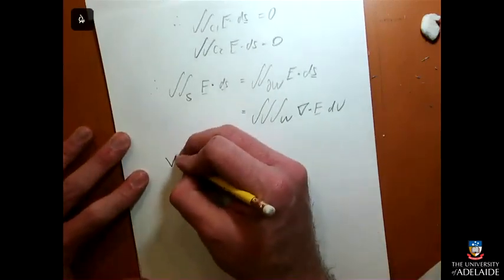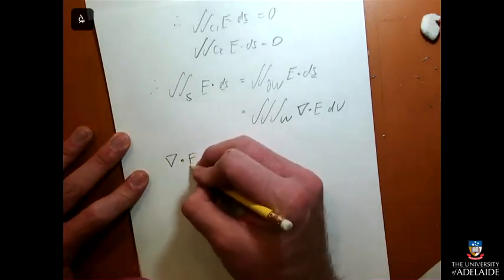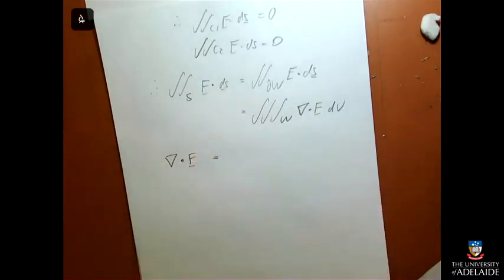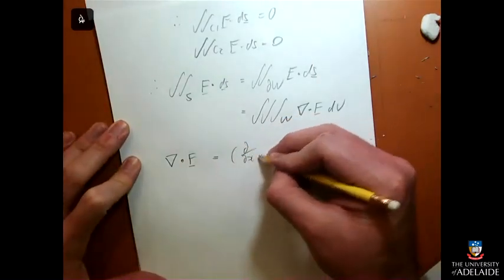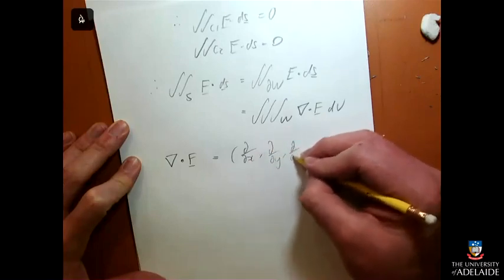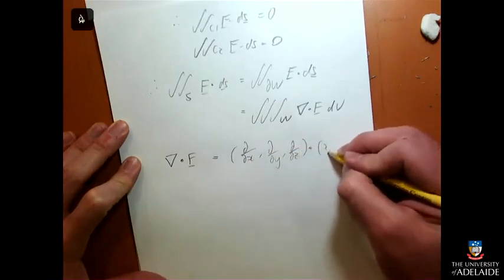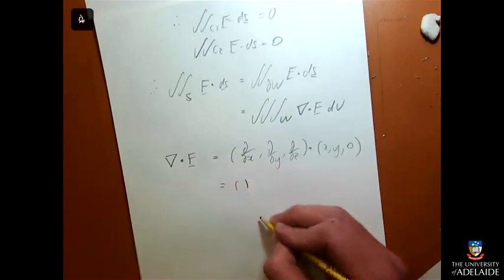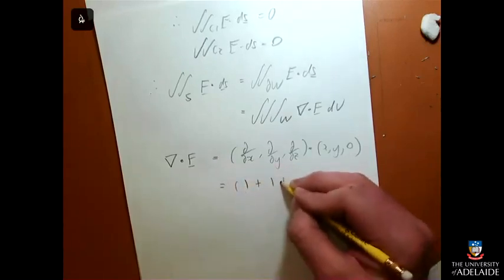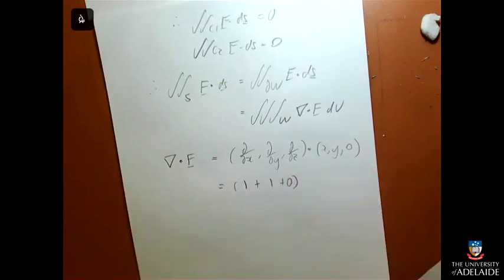So let's see, the divergence of f. Now, do each coordinate with the matching coordinate in the other. So just to be sure on this, this would be d on dx. Like that. Which is 1 plus 1 plus 0. Good. Which is 2. Okay, good, good, good.